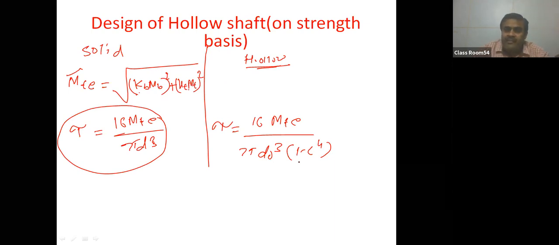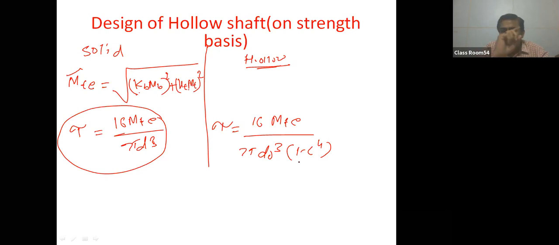Okay. So what we have done, we have compared the design of the solid shaft and the hollow shaft for the 4 cases. First case, only axial stress is acting on the shaft. Second case, only bending moment is acting. Third case, only torque is acting, and fourth case, bending moment and torque both are acting. And fifth case is the ASME design.